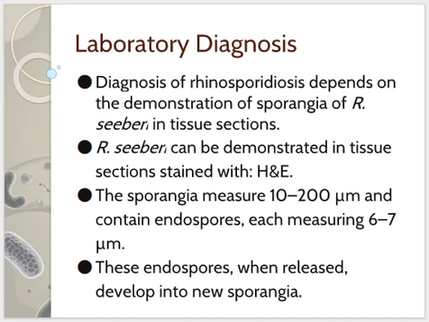Laboratory diagnosis relies on identifying sporangia of Rhinosporidium seeberi in tissue sections stained with hematoxylin and eosin. These sporangia range from 10 to 200 micrometers and contain smaller endospores about 6 to 7 micrometers in size. When released, these endospores develop into new sporangia, perpetuating the infection cycle. This microscopic confirmation is definitive.